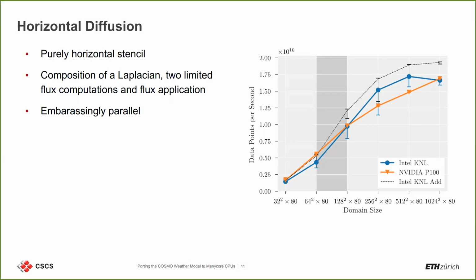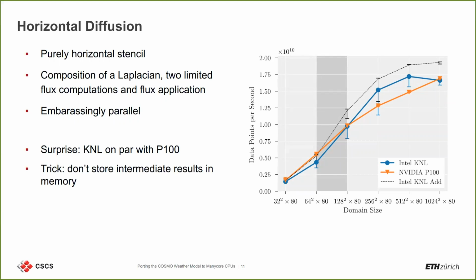So the darker gray area, 64 squared by 80 to 128 squared by 80 grid points, were back then at least actually the relevant domain sizes for the local forecasts by MeteoSwiss. So they are pretty much on par there, and the KNL is even a bit faster on larger domains. So this looks pretty good, and was a bit of a surprise because the peak bandwidth is still a bit lower on the KNL.